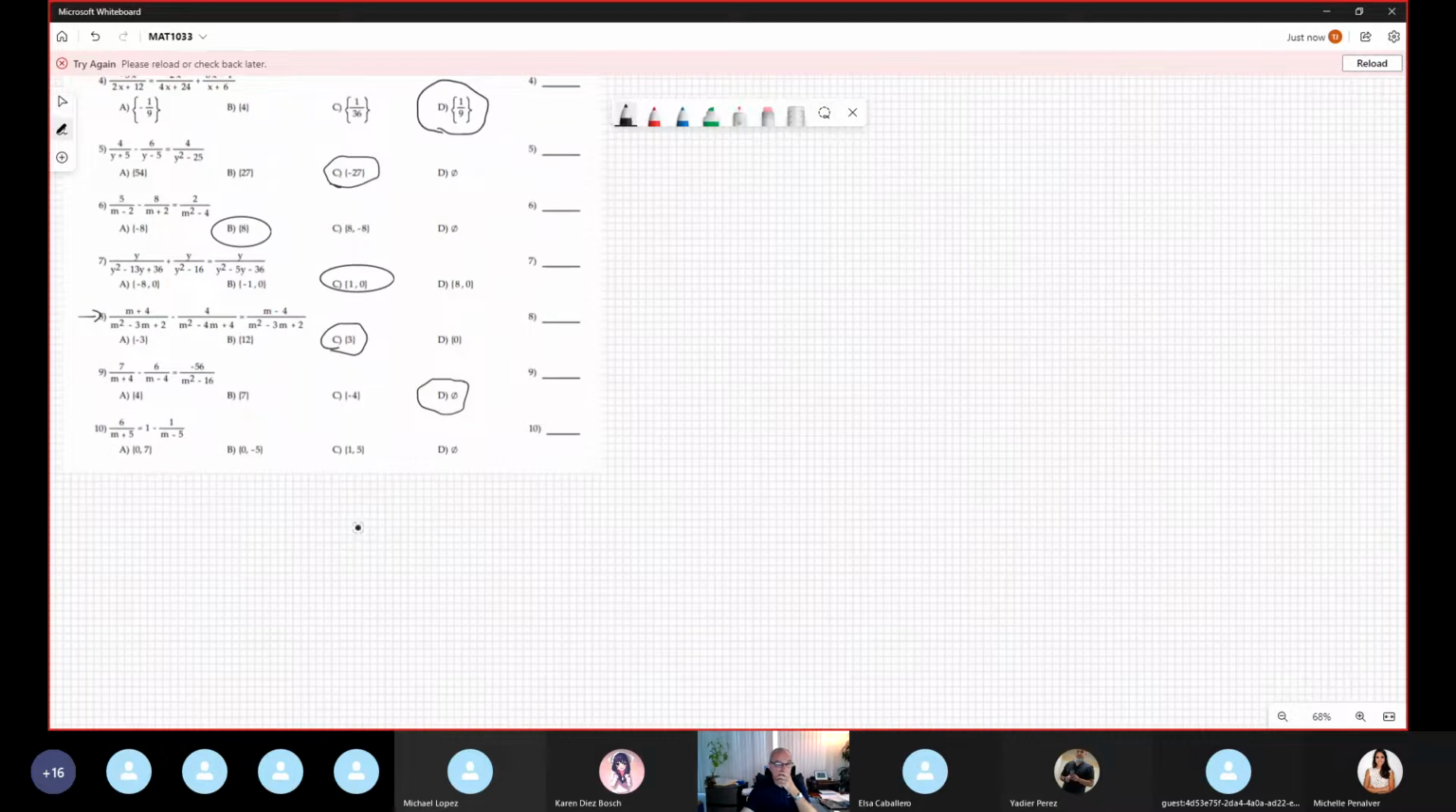Number 9. Number 9 is 7 over n plus 4 minus 6 over n minus 4 equals negative 56 over n squared minus 16. Come on, guys, help me. I'm lost. What should I do? Step 1. What is step 1? I don't remember.